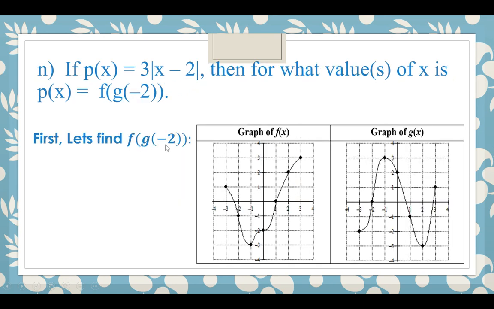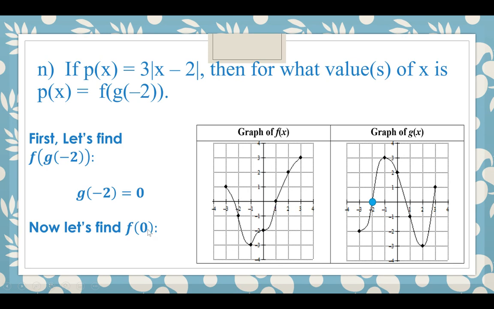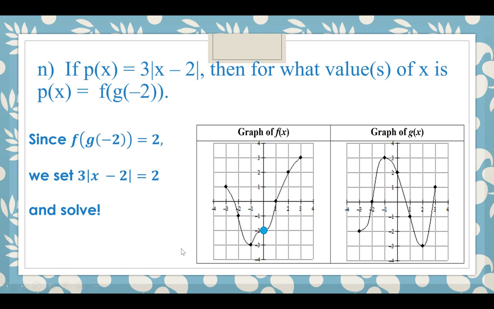So let's find f of g of negative 2. Always beginning with the inside, first find g of negative 2. And I notice that g of negative 2 is equal to 0. And now I make that substitution. G of negative 2 is 0, so now I'm finding f of 0. And f of 0 is negative 2. So step 1 is complete. I have found f of g of negative 2. That's the only thing I needed these graphs for. Since f of g of negative 2 equals 2, I'm going to set p of x, which is 3 times the absolute value of x minus 2, equal to 2 and solve.